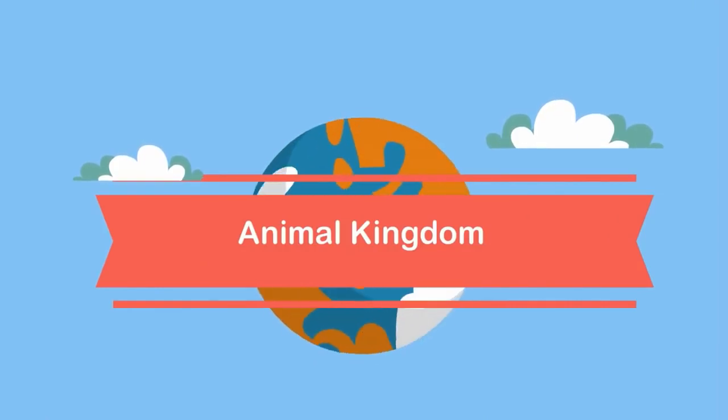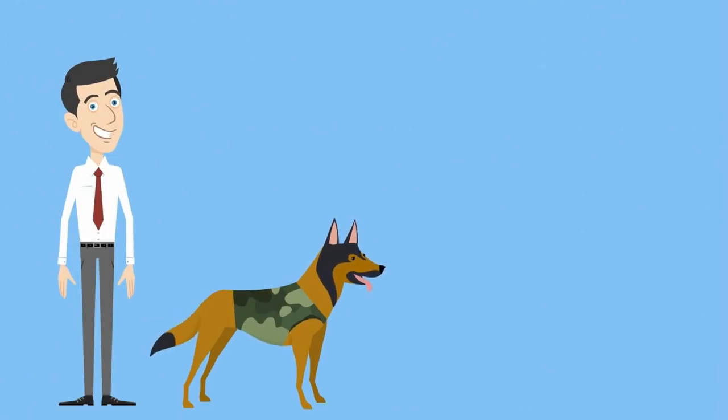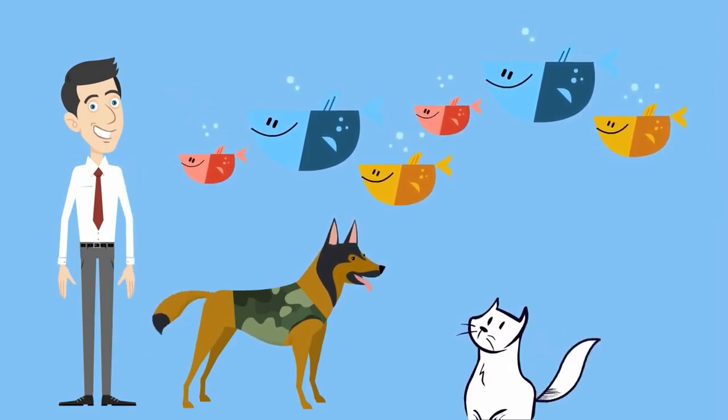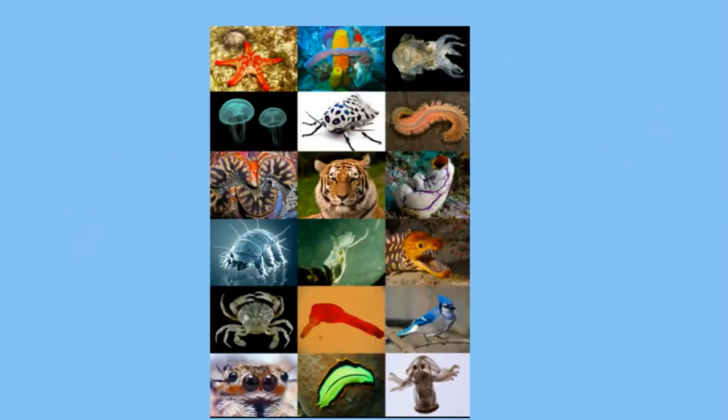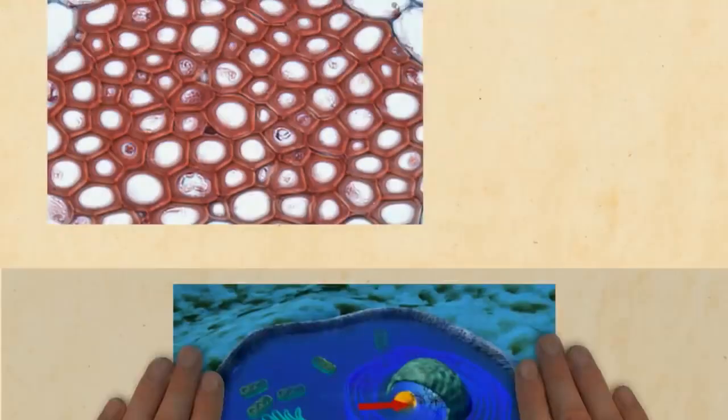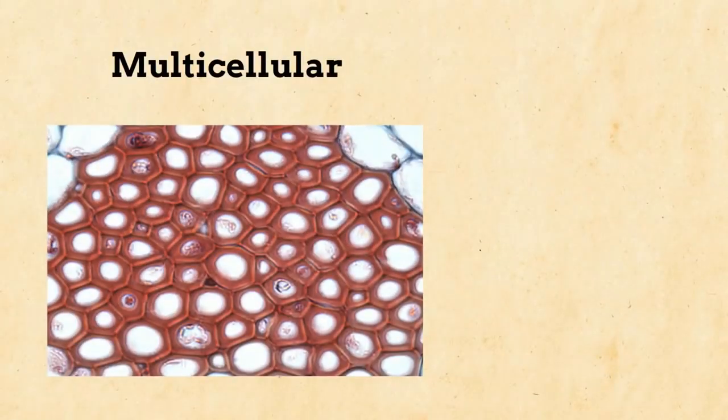The kingdom Animalia is made up of many organisms we encounter daily. Your pet dog belongs to this kingdom, along with fish, cats, humans, and many other types of animals. There's a very wide range of animals in this kingdom, but all animals have these common traits. All animals are eukaryotes, which means they all have a nucleus and membrane-bound organelles. They are all multicellular organisms.